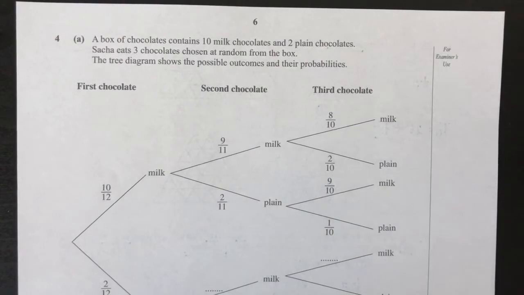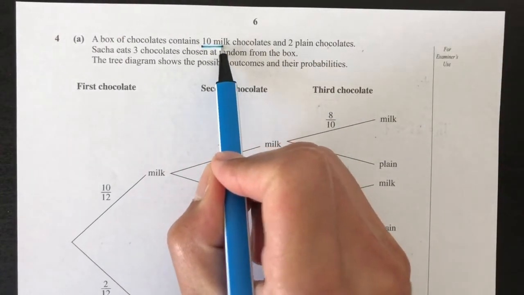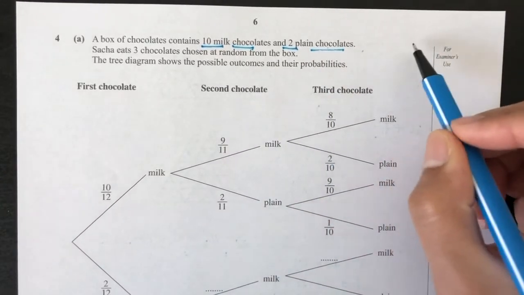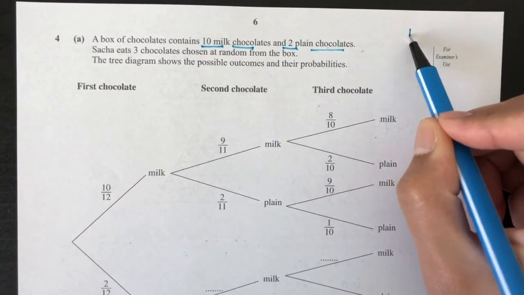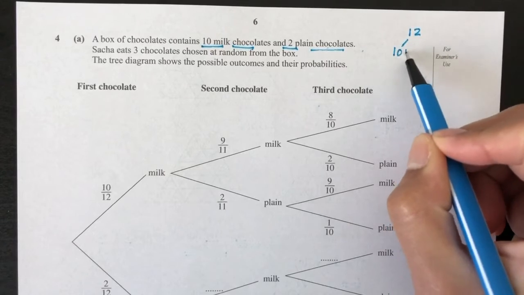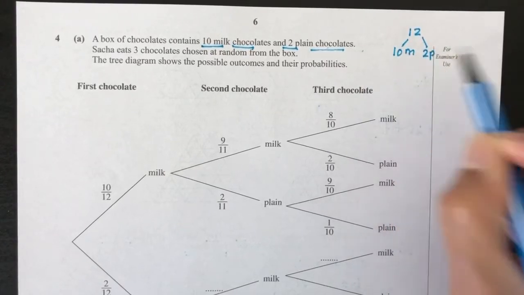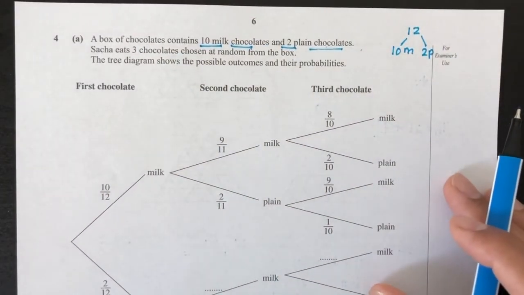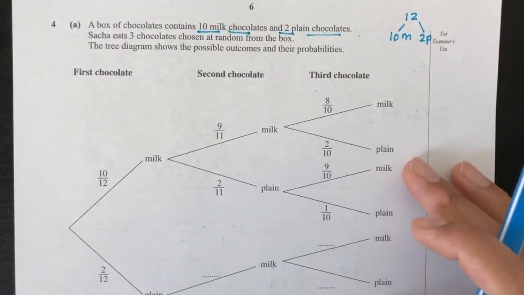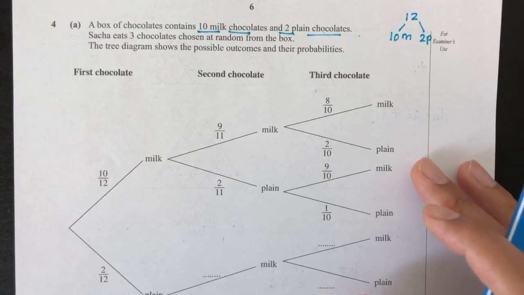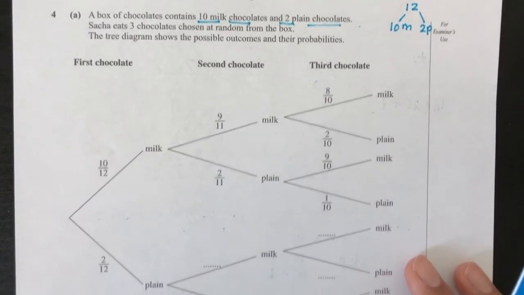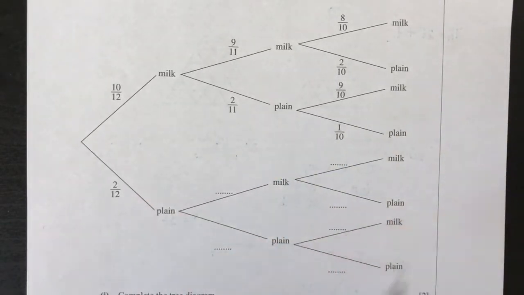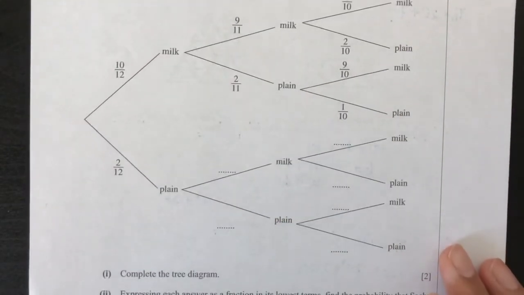A box of chocolates contains 10 milk chocolate and 2 plain chocolate. So in a box, we have 12: 10 milk and 2 plain. Sasha eats 3 chocolates chosen at random. This is a tree diagram showing the outcomes. So we have to complete this one. Part 1, complete the tree diagram.